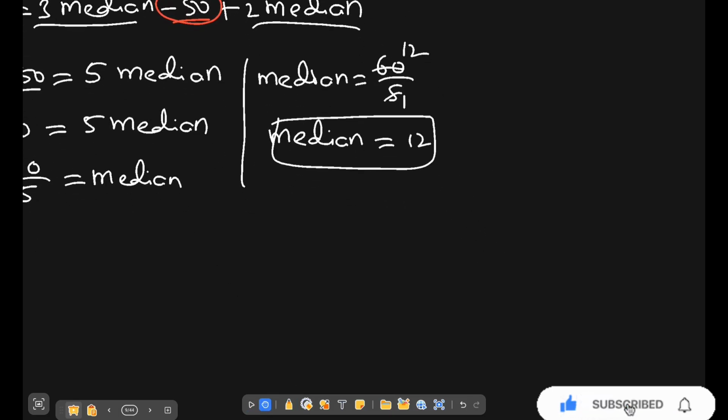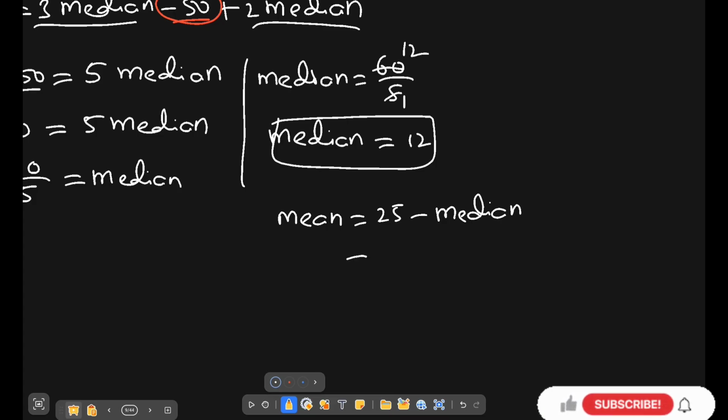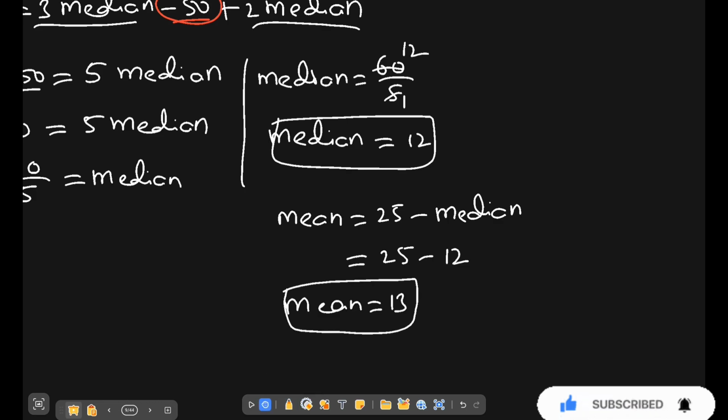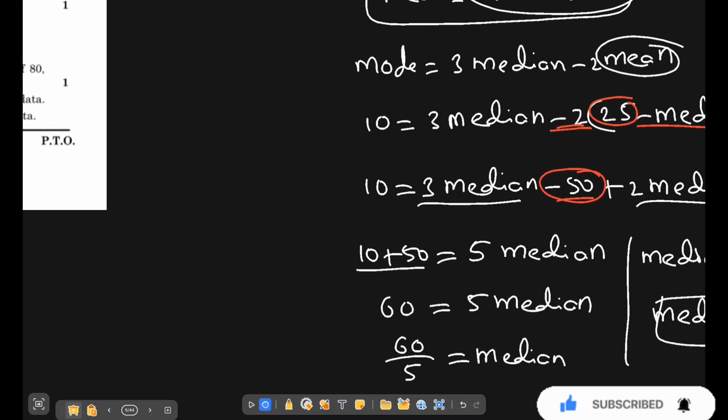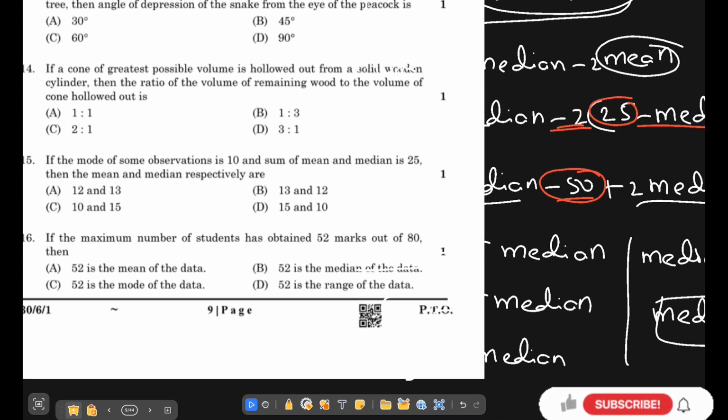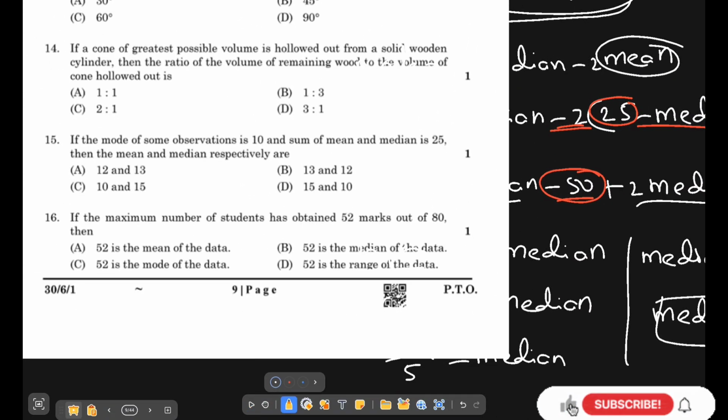So what is the mean? We know that mean is equal to 25 minus median, right? So substitute the median value. 25 minus 12, so now mean will be equal to 13. So mean is 13, median is 12. Let's go back to the options. Mean is 13, median 12. Yes, option B. Mean is 13 and median is 12.